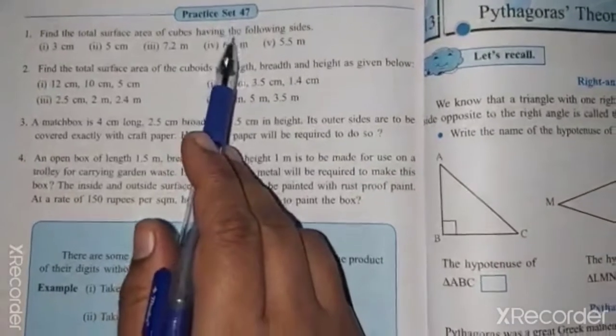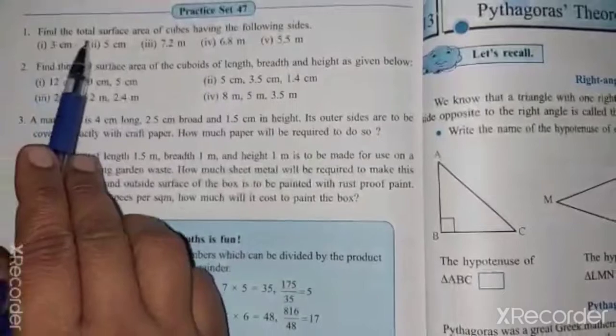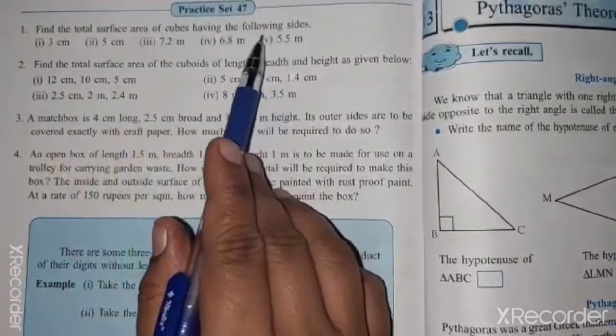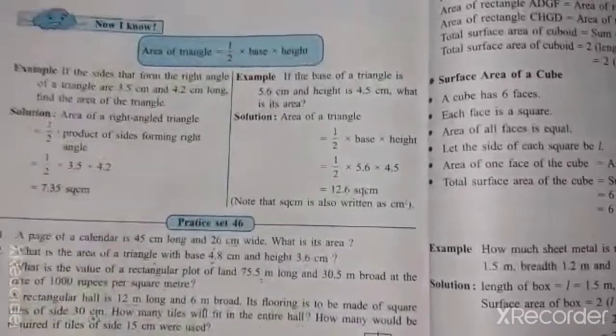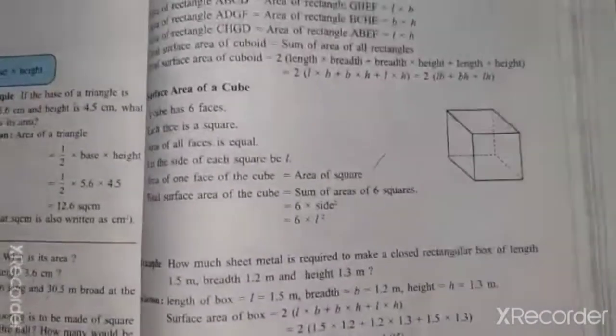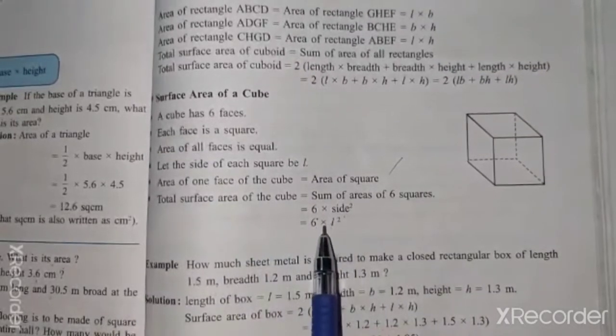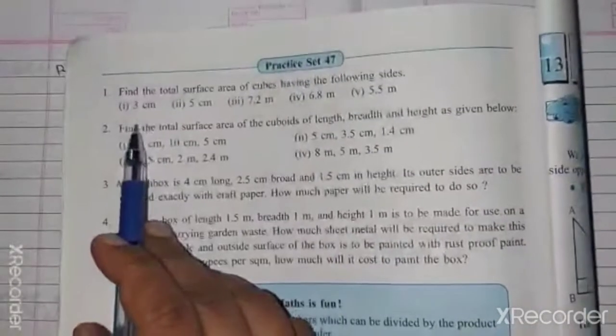Practice set number 47. Question number 1. Find the total surface area of a cube having the following side. Now what is the total surface area of a cube? How much is it? 6 multiplied by side square. Okay, 6 multiplied by side square is the formula for the total surface area of a cube. Okay, we'll start with some. First one is how much? 3 centimeter. Right.